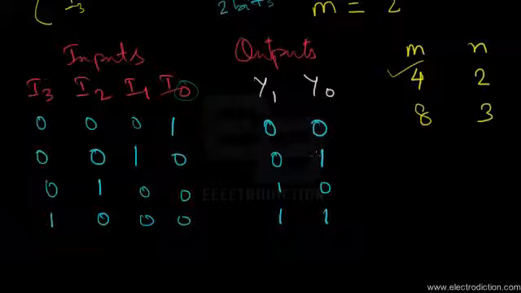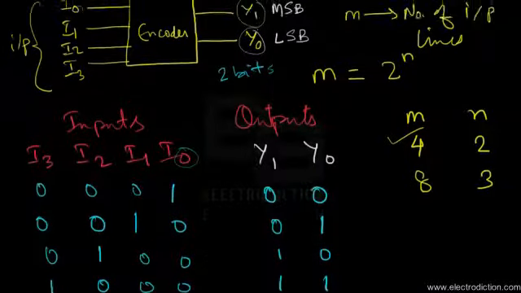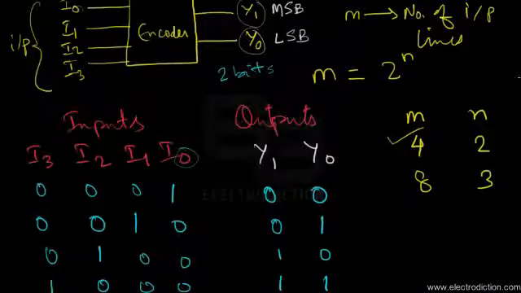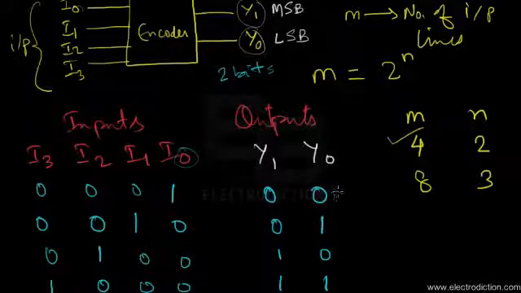So that's how we obtain the corresponding binary code of the input line that we select, and the binary code that we obtain by selecting a line is just the equivalent binary code of its decimal notation. So that's how an encoder basically works.